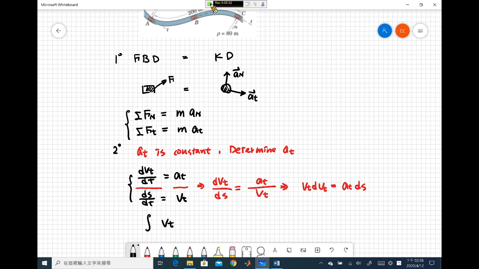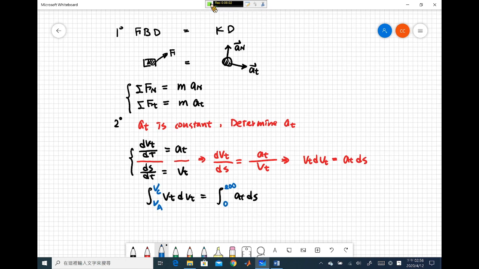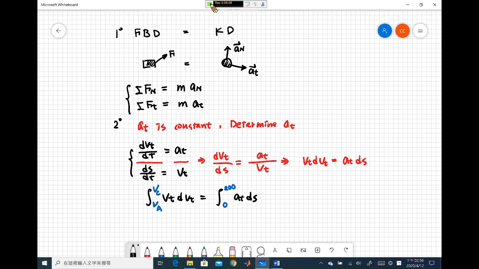So Vt dVt equals At times ds. We know the velocity goes from Va to Vc, and s will be from 0 to 200. And also At is constant. Then we can have 1 over 2 V squared from Va to Vc will be equal to At times s from 0 to 200. Right?